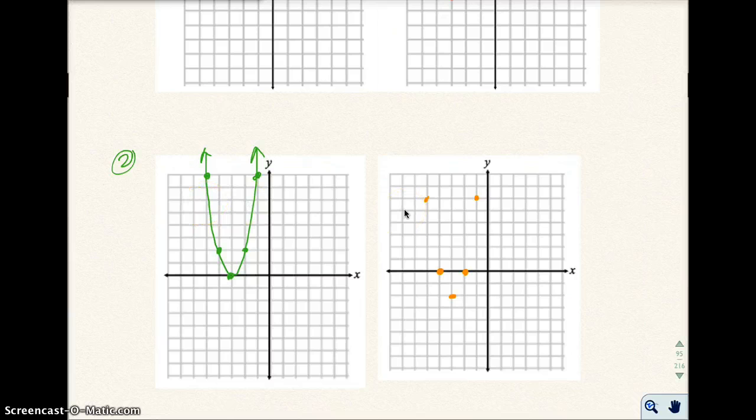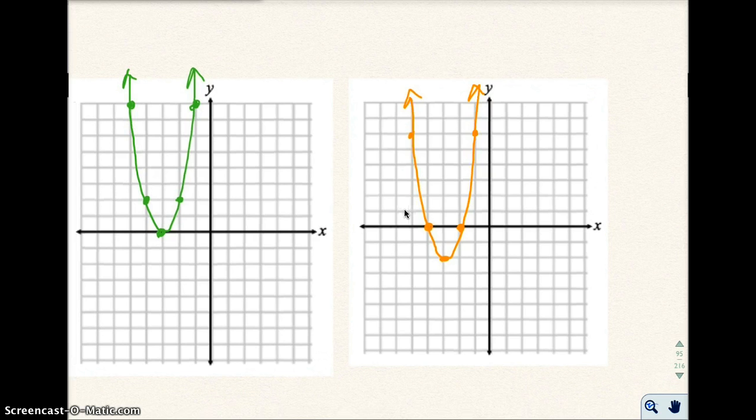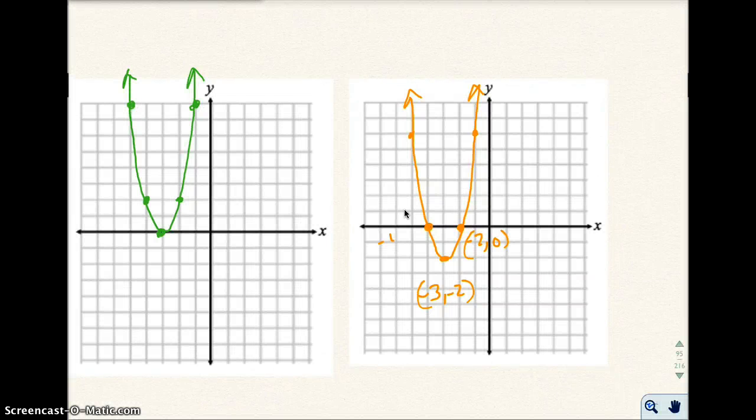Okay, so I'm going to go ahead and connect these. Let's go ahead and label our points. Make sure you have the same ones. I have negative 3, negative 2, negative 2, 0, negative 4, 0, negative 1, 6, and negative 5, 6.